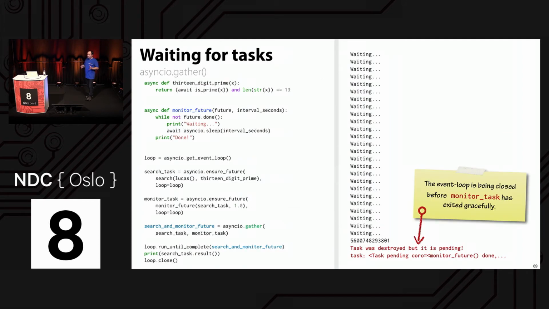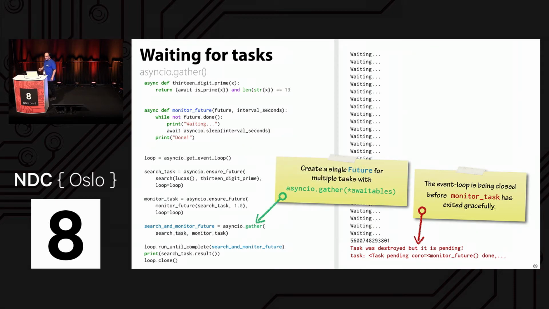To do that, we want to wait for more than one task. And the way we do that in asyncio is using this gather function. You can see at the bottom there. So gather allows us to combine multiple futures into one, essentially. It says, give me one future that represents the completion of all these other futures. So I've created a future called search and monitor future by gathering the search task and the monitor task. And now, when I do that, we get the graceful cleanup. Gather accepts any number of awaitable objects, which includes futures, tasks, and coroutines.